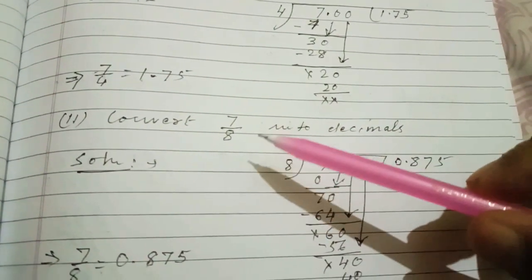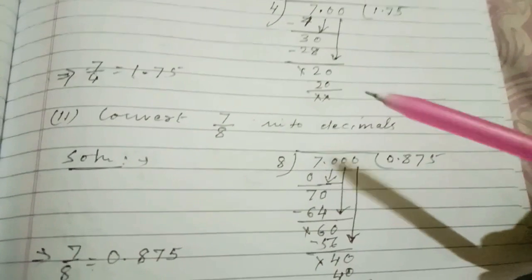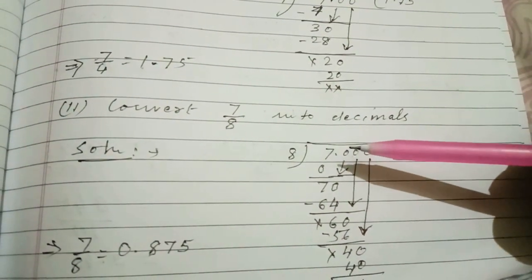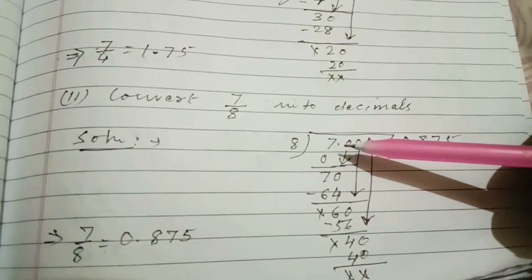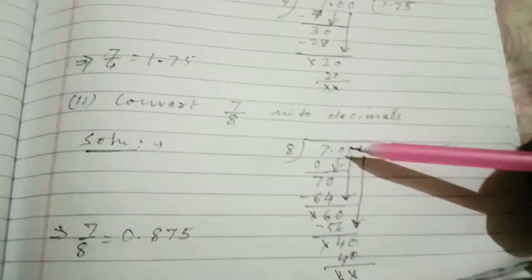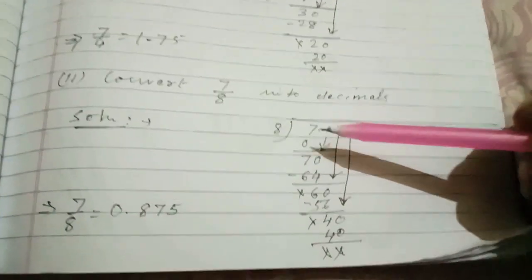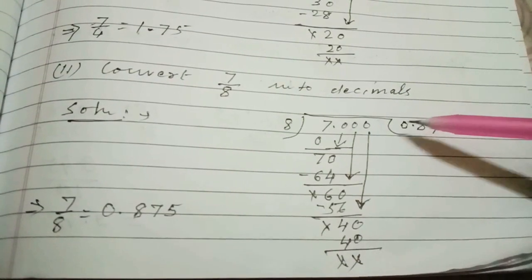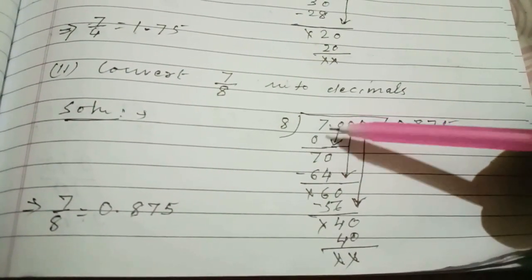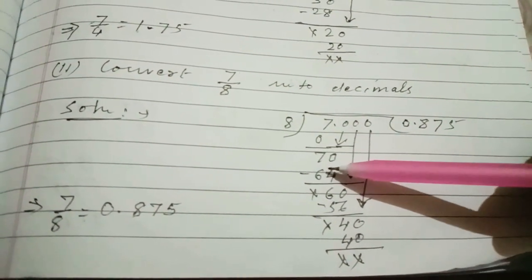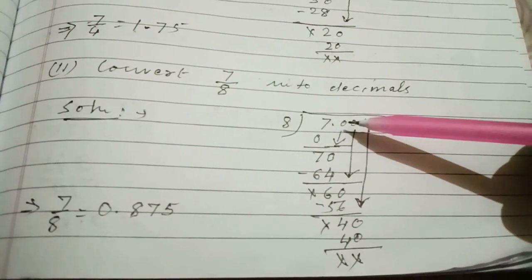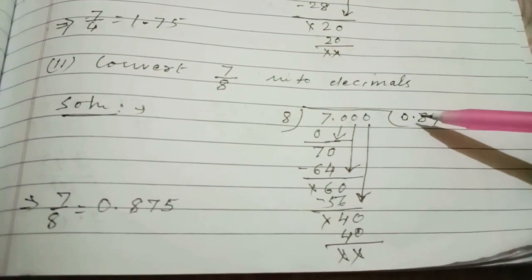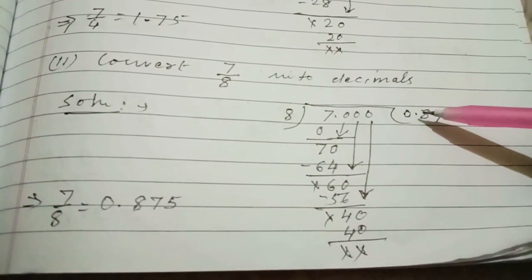Another example, convert 7 by 8 into decimals. Solution. Here the dividend is smaller than the divisor, so we will put the decimal point and 1 0 and then 8 will go 0 times, so it will become 0. So subtracting 0 from 7, we will get 7 and now we will put down the first 0 after the decimal point, so it will become 70 and we will also put the decimal point in the quotient.